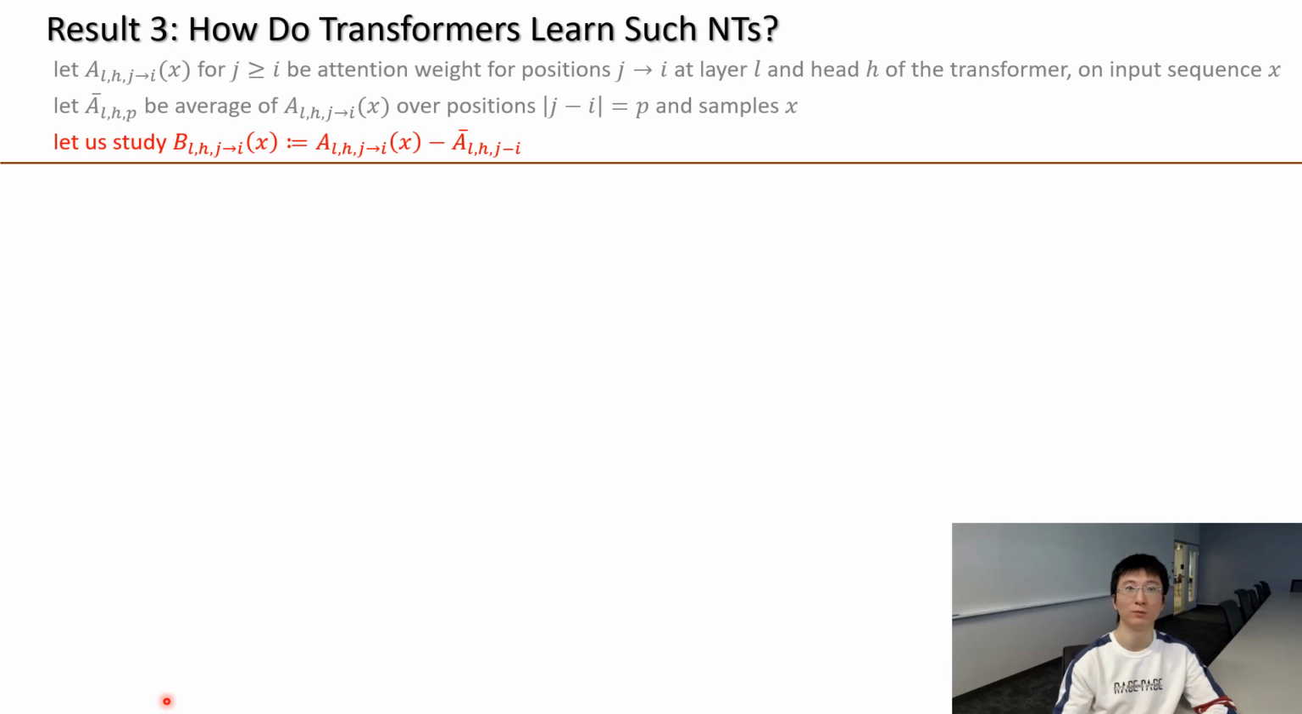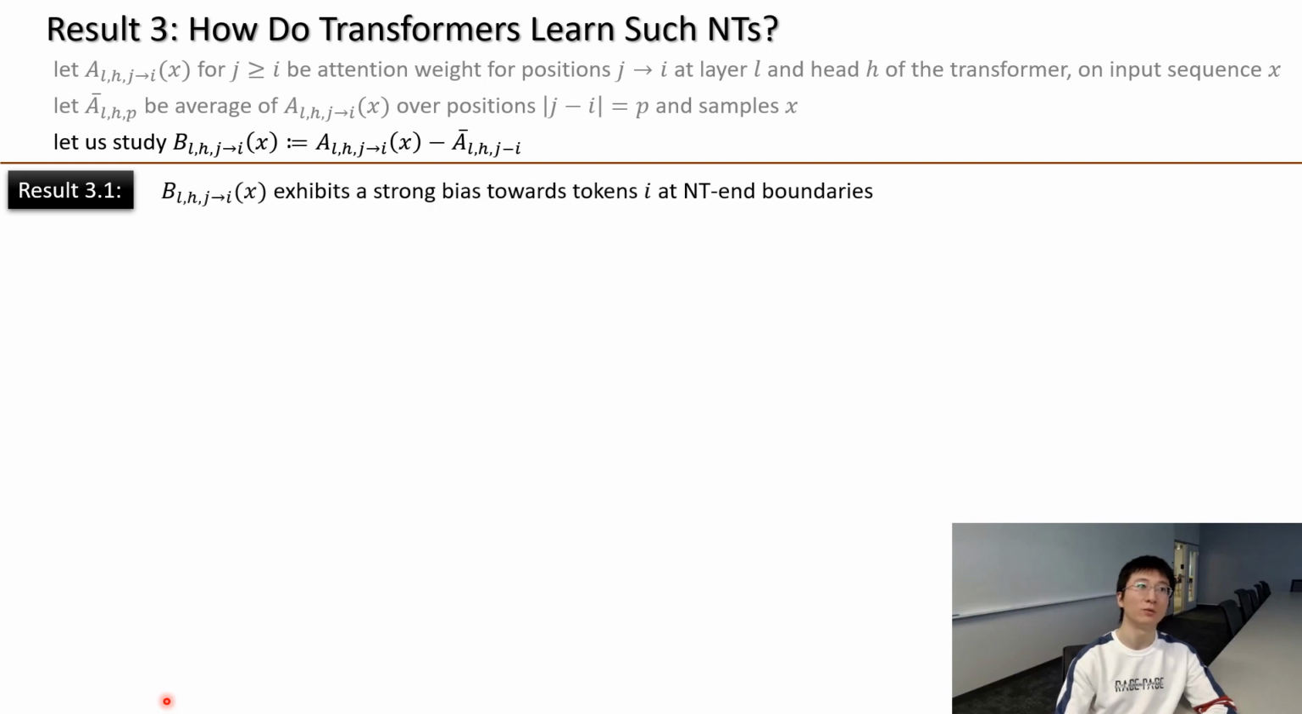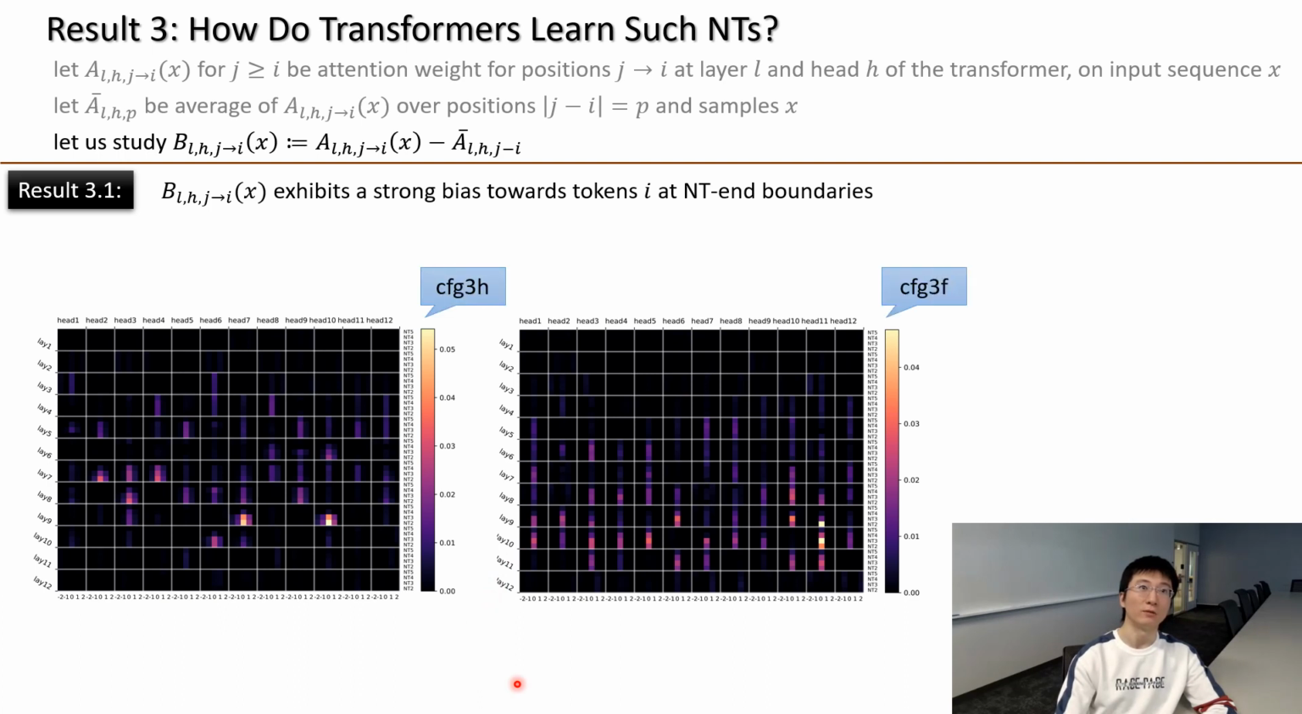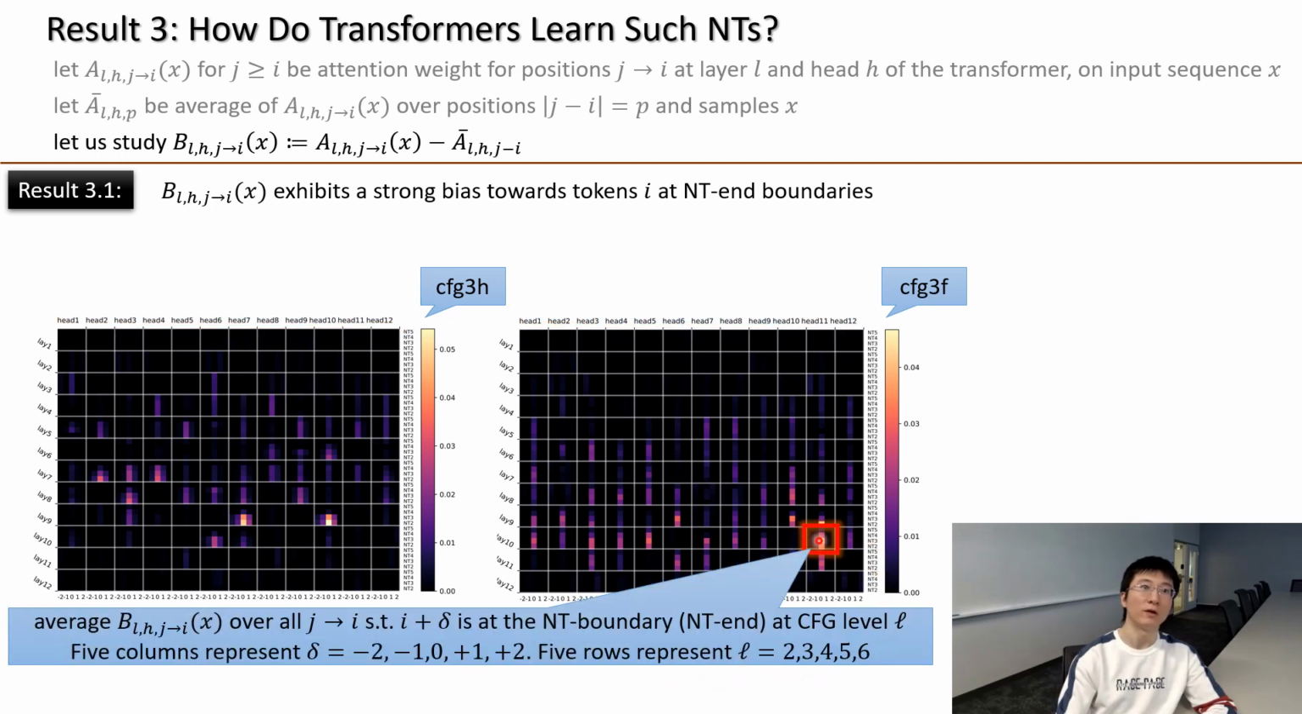This is after removing the position bias from the attention matrix. We have 3 findings. The first finding is that the B value exhibits a strong bias towards tokens at the anti-end boundaries. This is what we mean. We look at, for instance, 2 datasets for this talk, but in the paper you can find more. We can look at different transformer layers and different heads. Each cell here is a 5 by 5 cell. It represents the average value of the B values over those j to i attentions, such that i plus some value delta is at the anti-boundary, also known as anti-end, at CFG level l.